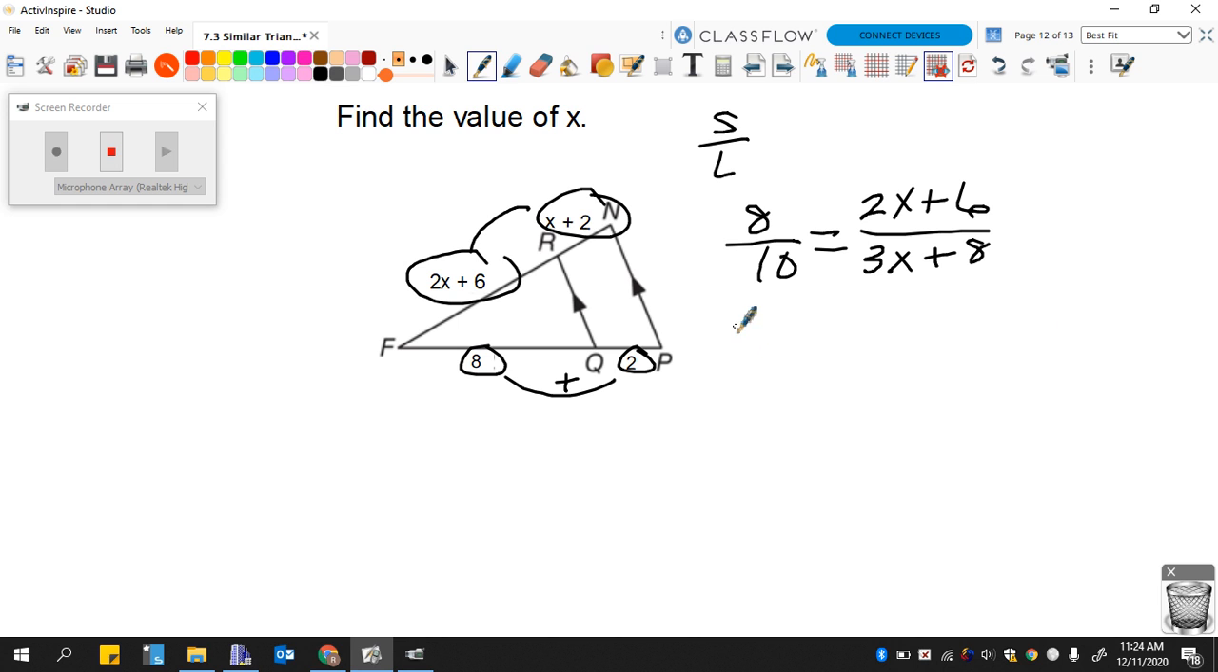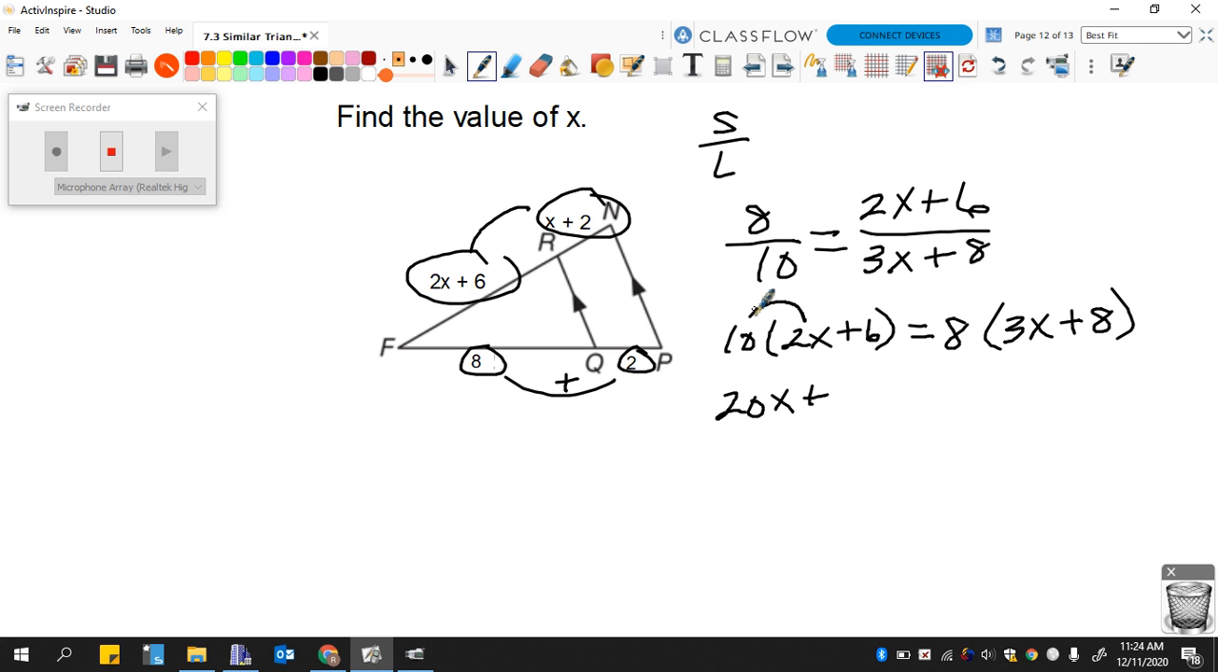We have 10 times 2x plus 6 is equal to 8 times 3x plus 8. Now when we distribute, 10 times 2x is 20x plus 10 times 6 is 60 is equal to 8 times 3 is 24x and 8 times 8 is 64.